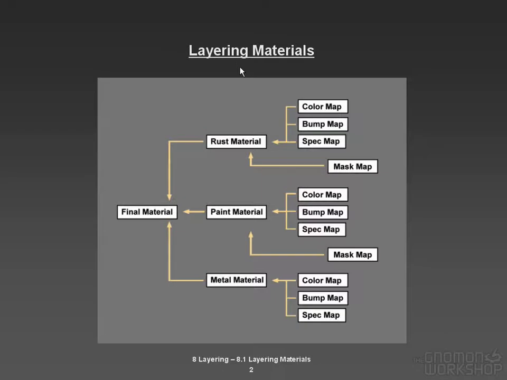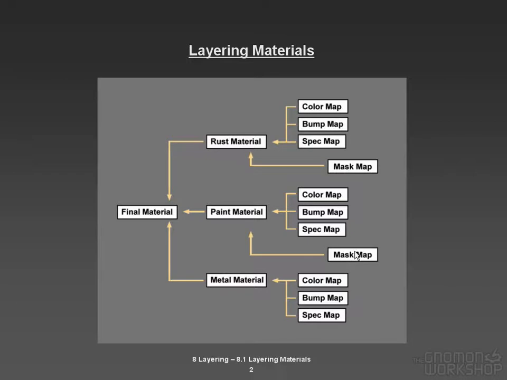Here are some diagrams showing the three different ways to go about layering things together. For the layering materials method, you create a metal material with a color, bump and spec map, and pretend your entire material is going to be made of metal. Then you make a paint material the same way and pretend your entire material is made of paint. Then you do a rust material and pretend your entire material is made of rust. And then you paint mask maps.